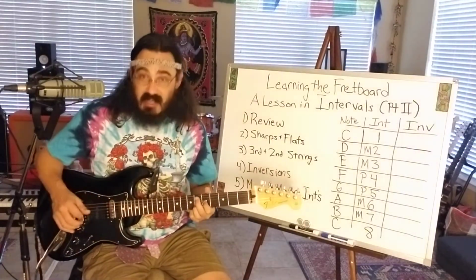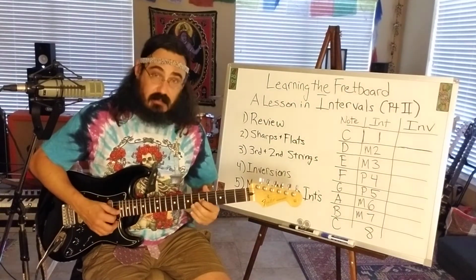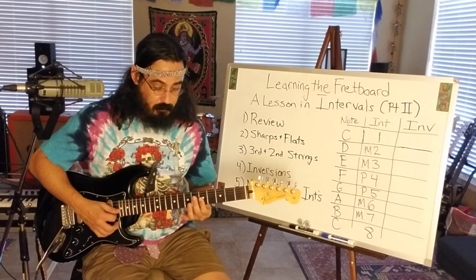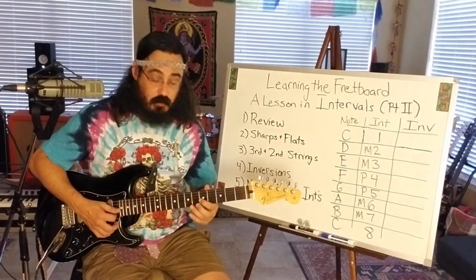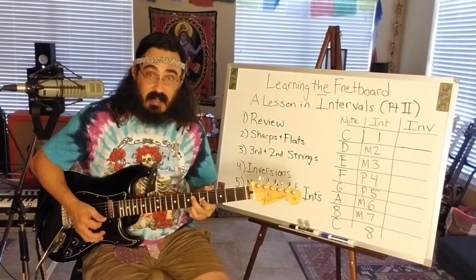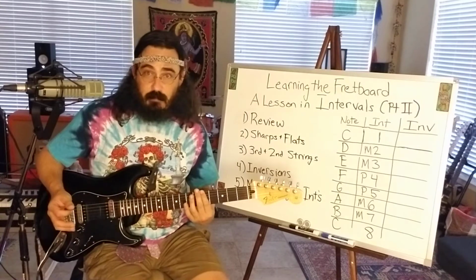Here, this is a fourth interval, but it's not the same shape. I'm going fifth fret, third string, sixth fret, second string. I'll talk about why that is in a little bit. But we have that shape.